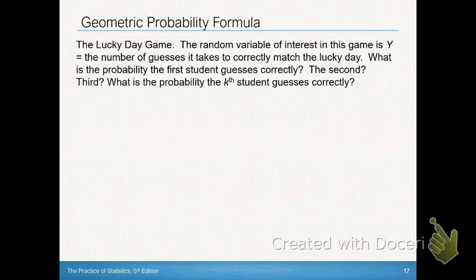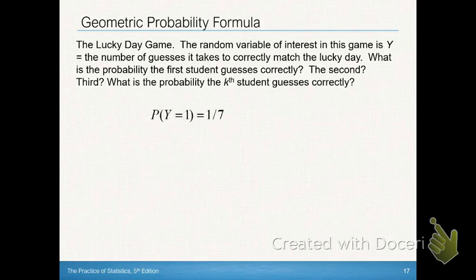So let's look at how this might look. Let's say I was thinking of a day of the week, so either Monday, Tuesday, Wednesday, Thursday, Friday, Saturday, or Sunday. And I asked all of your classmates and you to guess what day I was thinking of. You wrote it on a piece of paper and turned it in. And then I was going to pull out one of those pieces of paper and see if it was the first student that correctly guessed the right day of the week. Or maybe it's the second, or the third, or the kth student that was the first one that guessed the correct day.